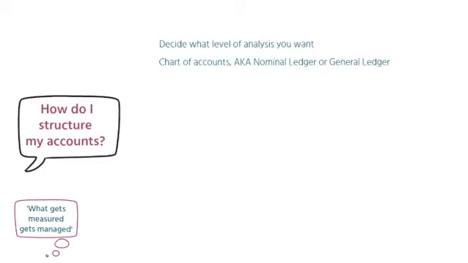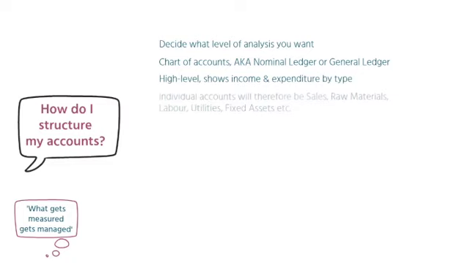All accounts software will have a chart of accounts, sometimes referred to as the nominal ledger or general ledger. This is simply the first level of analysis for any business where income and expenditure is identified by type. Typical individual accounts within your chart of accounts will therefore be sales, raw materials, labour, utilities, fixed assets, and so on. And as you will not be trading entirely in cash, you will have other individual accounts for debtors, creditors, accruals, etc.